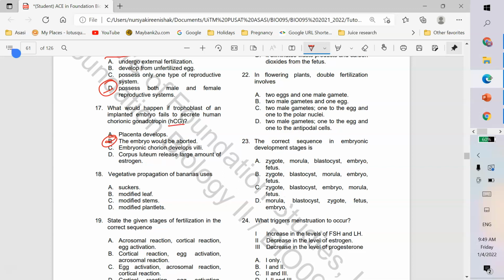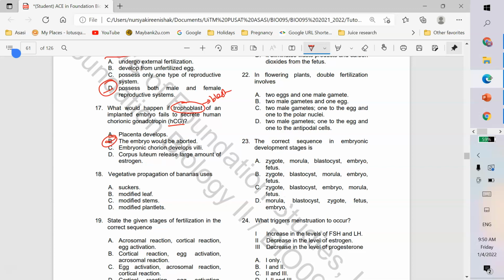The embryo. Okay, ni pun saya dah explain tadi sebenarnya. If you look at the question, what would happen if trophoblast of an implanted embryo fails to secrete human chorionic gonadotropin? Trophoblast adalah struktur yang lapisan luar pada blastosis, the early embryo. Dah undergo fertilization, cleavage, morula and then blastosis. Lapisan luar dia adalah trophoblast yang jadi chorion, amnion and then later chorion jadi placenta.